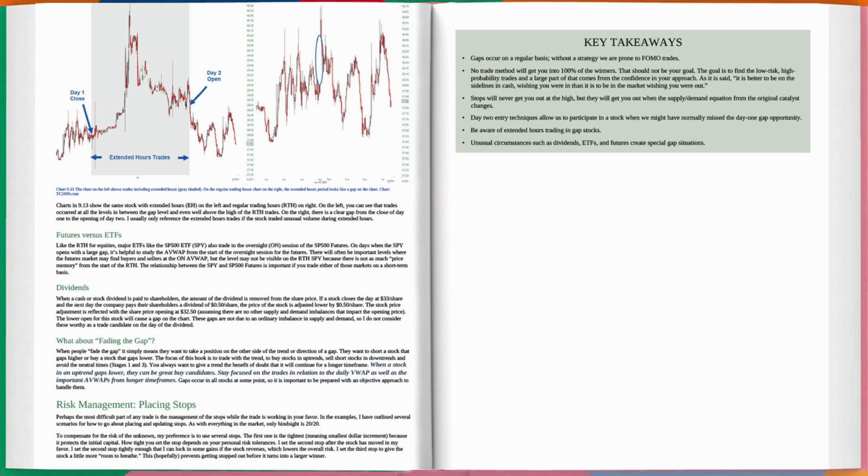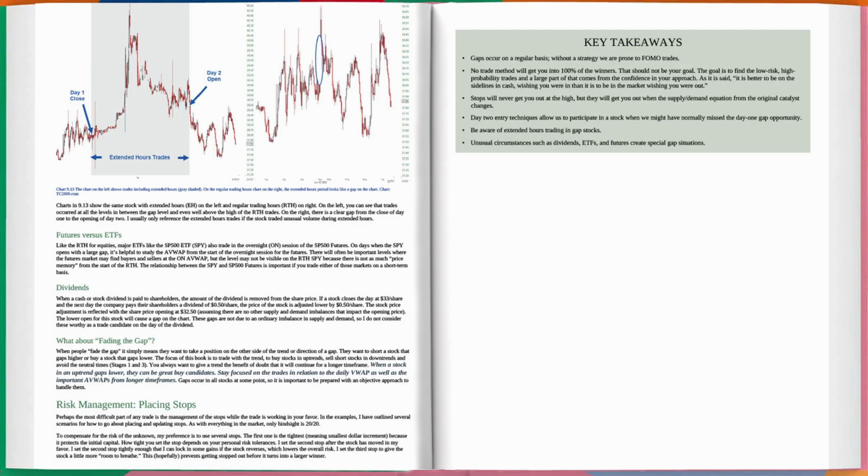Dividends. When a cash or stock dividend is paid to shareholders, the amount of the dividend is removed from the share price. If a stock closes the day at $33 per share, and the next day the company pays their shareholders a dividend of $0.50 per share, the price of the stock is adjusted lower by $0.50 per share. Stock price adjustment is reflected with the share price opening at $32.50, assuming there are no other supply and demand imbalances that impact the opening price. The lower open for this stock will cause a gap on the chart. These gaps are not due to an ordinary imbalance in supply and demand, so I do not consider these worthy as a trade candidate on the day of the dividend.